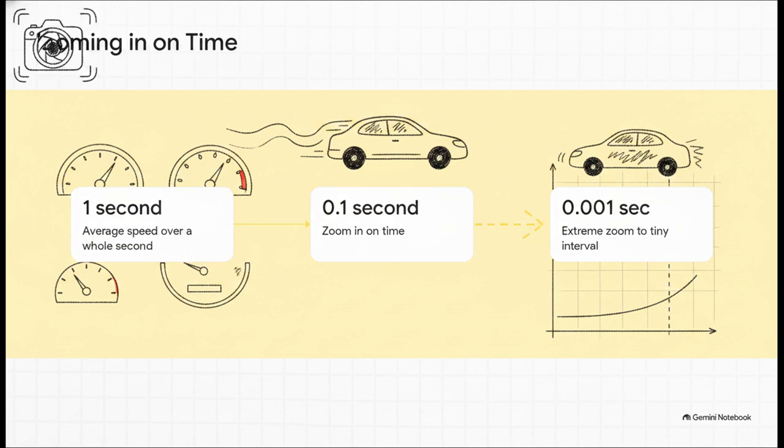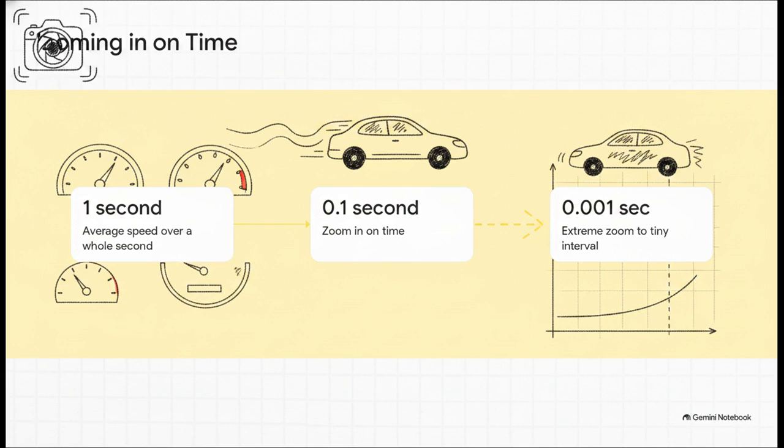Let's see how this builds using a camera zoom analogy. Instead of looking at zero time, let's just look at a really small piece of time. Step 1, we measure the car's movement during a 1-second interval. Say it moves 10 meters, making its average speed 10 meters per second. But that's still an average over a whole second, right? So step 2, we zoom in to a 0.1 second interval. Step 3, extreme zoom to a 0.001 second interval.